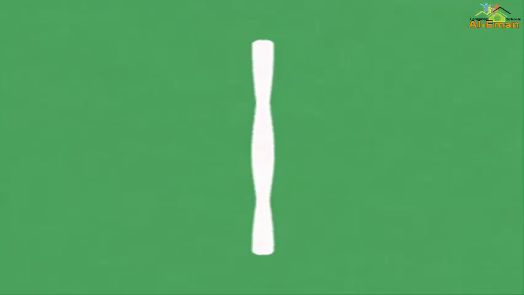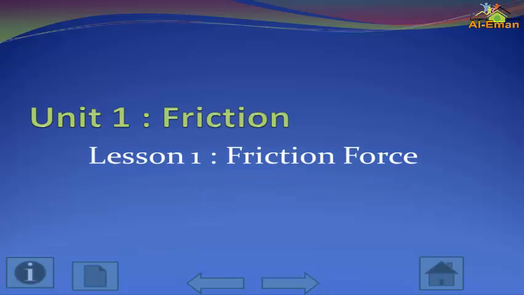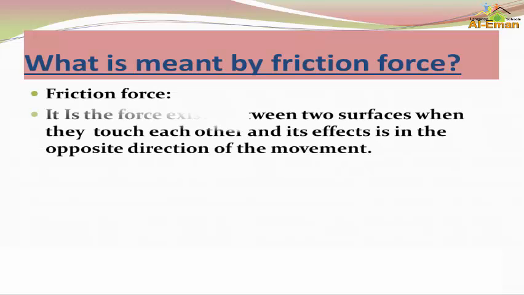Let's begin together science for the second term, our first unit called friction. Let's take together the first lesson, which is called friction force. At first, what does it mean by friction force? Friction force means it's the force that exists between two surfaces when they touch each other, and its effect is in the opposite direction of the movement.